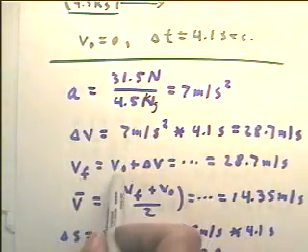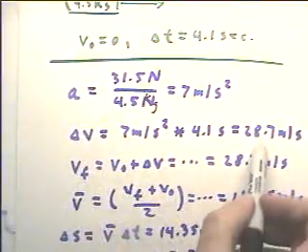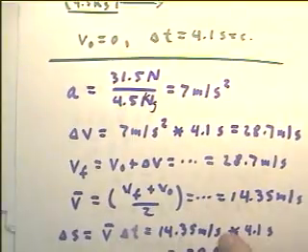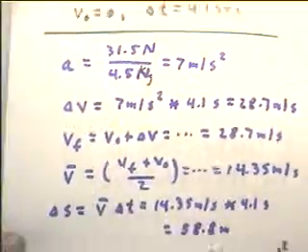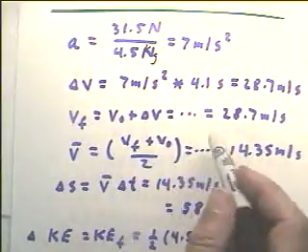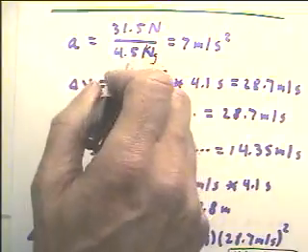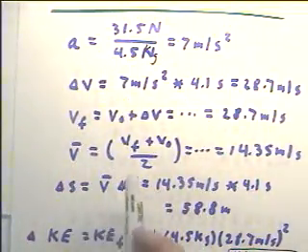Final velocity will be initial plus change in velocity. Initial velocity is 0, the change is 28.7 meters per second, so the final velocity will be 28.7 meters per second. Now we're trying to find the kinetic energy, but we're going to digress here for a minute. I'll just note that now that we have the final velocity and we know the mass to be 4.5 kilograms, we can easily find the kinetic energy, the 1/2 mv squared.